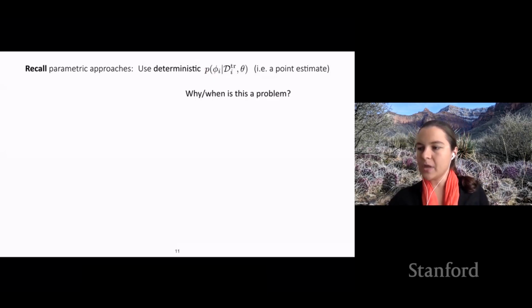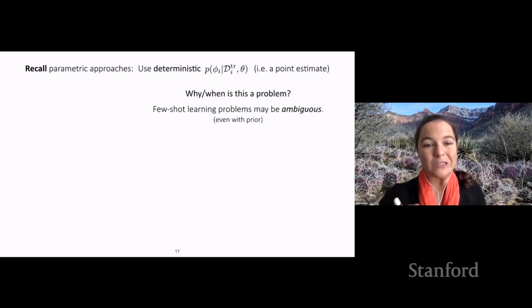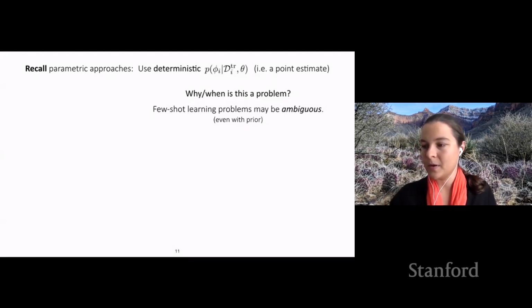And this is fine in a number of different situations, like in your homework, this was fine. But there are some situations where we may want to actually express this full distribution, rather than only giving a point estimate of phi_i. For example, if you only have a really small number of data points, then the true function may actually be ambiguous, even if you have a prior.